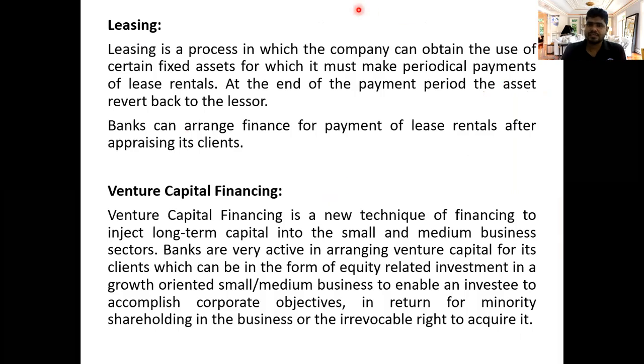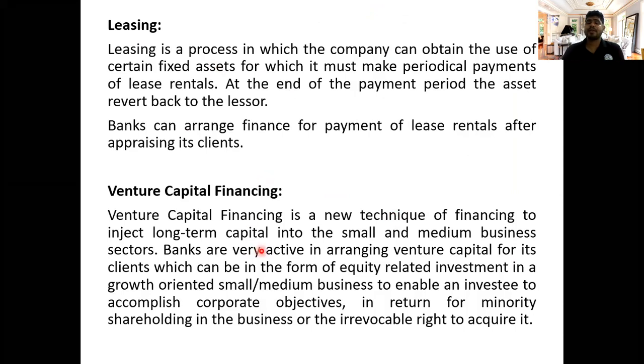Leasing, you know what is leasing? Leasing is a process in which the company can obtain the use of certain fixed assets for which it must make a periodical payment for lease rental. At the end of the payment period, the asset reverts back to the lessor. Here they are mentioning operating lease, not finance lease. So a bank can arrange finance for the payment of the lease rentals after appraising its clients.